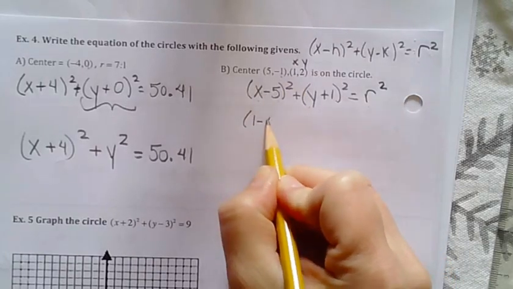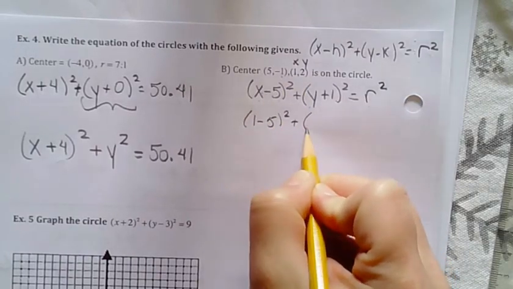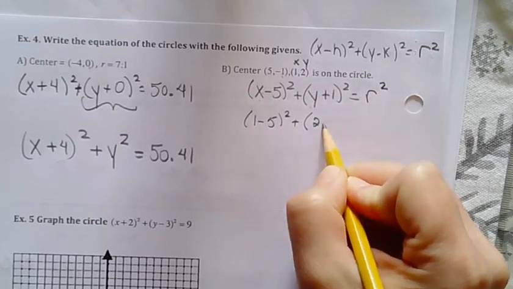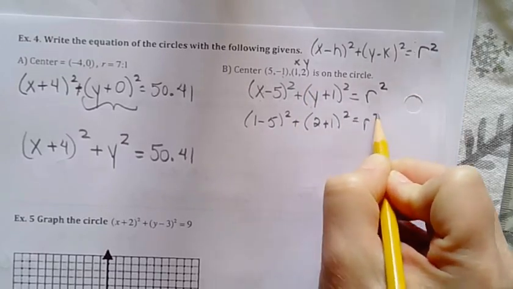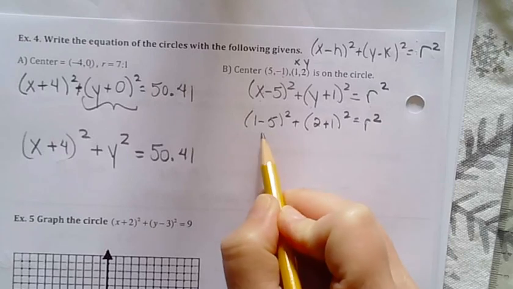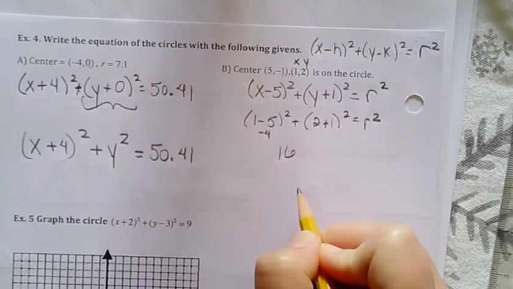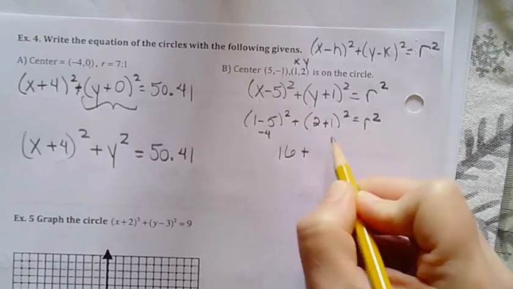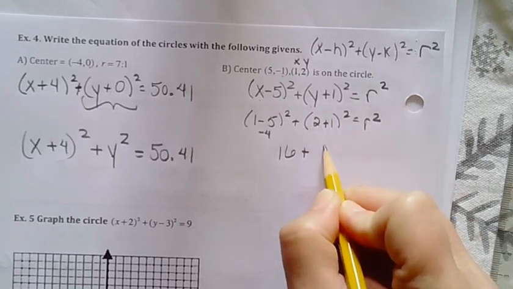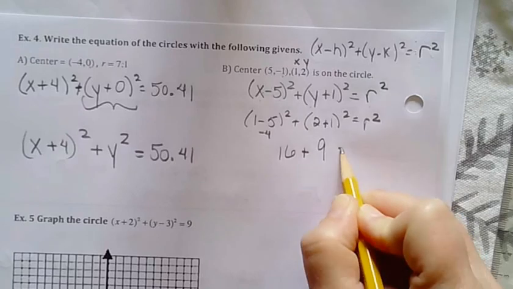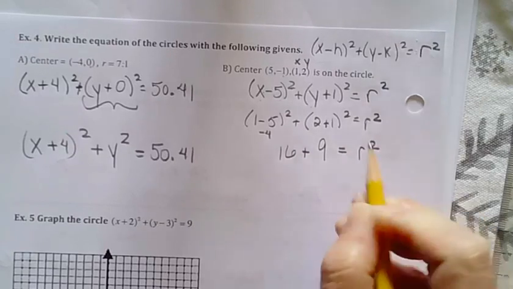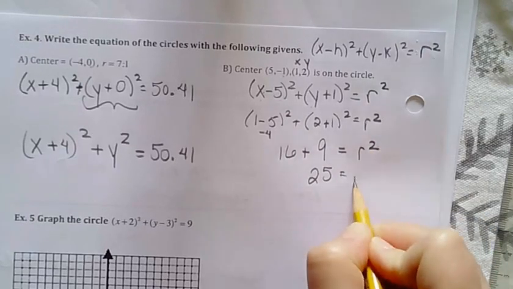So that's (1 - 5) squared. Plug in for y. (2 + 1) squared is equal to r squared. 1 minus 5, that's negative 4, but negative 4 squared is positive 16, plus. This is 3. 3 squared is 9, and that's equal to r squared, and that's 25.